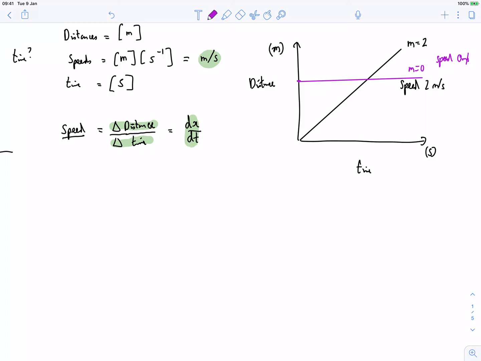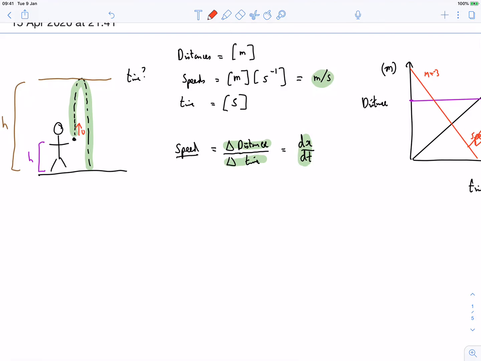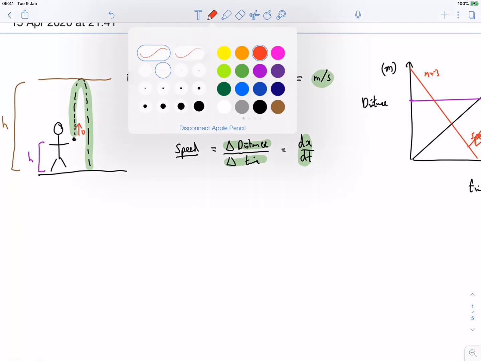But next, there's going to be something really weird. What do you think it means if I've got a line going downwards like that? Let's say the gradient is -3. Well, what does it mean to have a speed of -3 meters per second? That's weird. So, generally speaking, to get around this, first of all, a speed of -3 meters per second is nonsense.